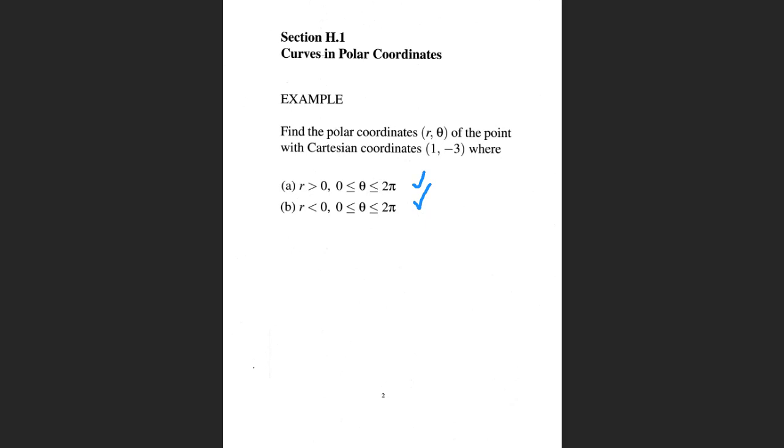Okay, so we have Cartesian coordinates 1, -3. Cartesian coordinates, of course, mean XY coordinates, right? So this is X, this is Y. And we want to find polar coordinates when r is greater than 0 and theta is restricted to be between 0 and 2 pi, and then another polar coordinate when r is negative and theta is restricted to be between 0 and 2 pi. So what we have to do is draw a picture.